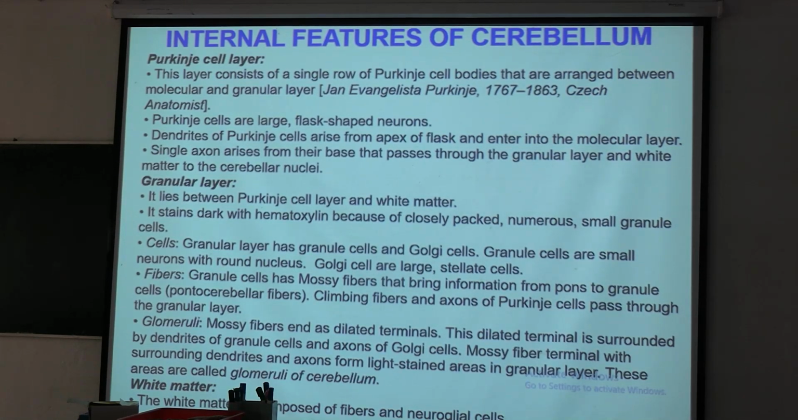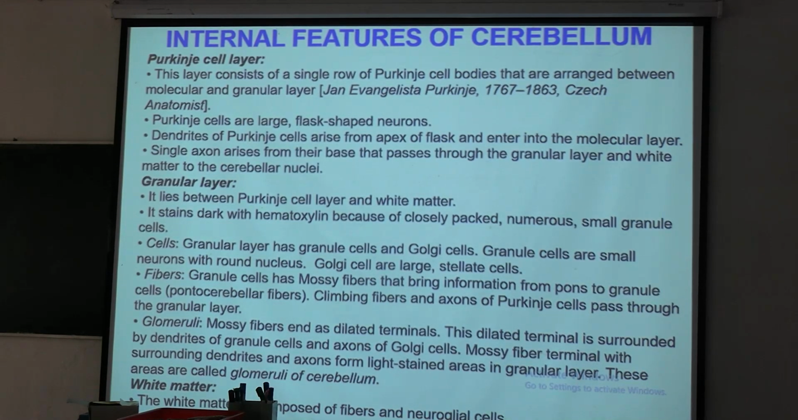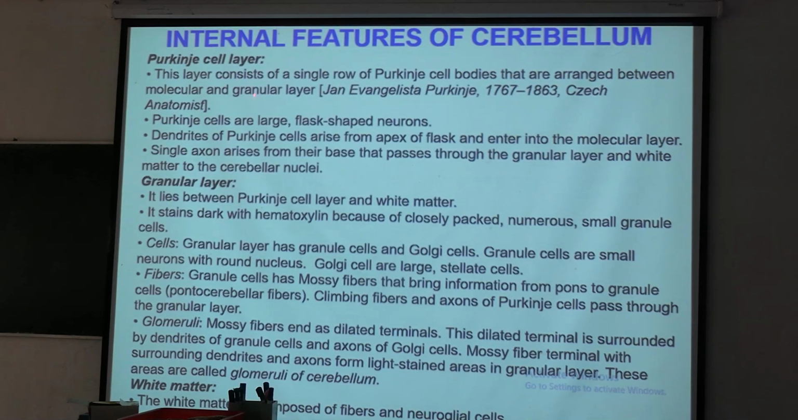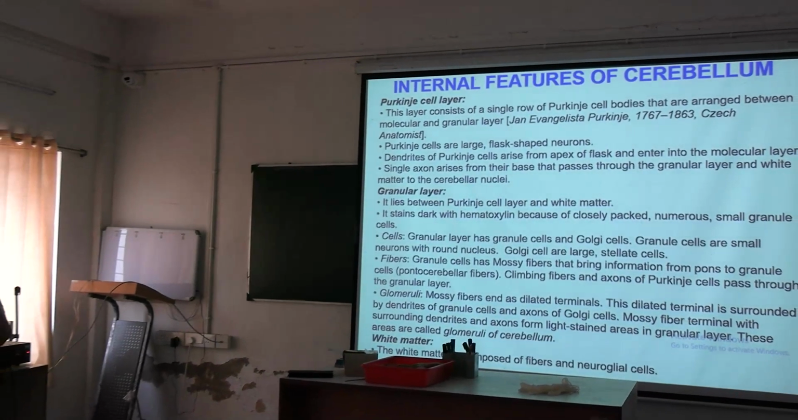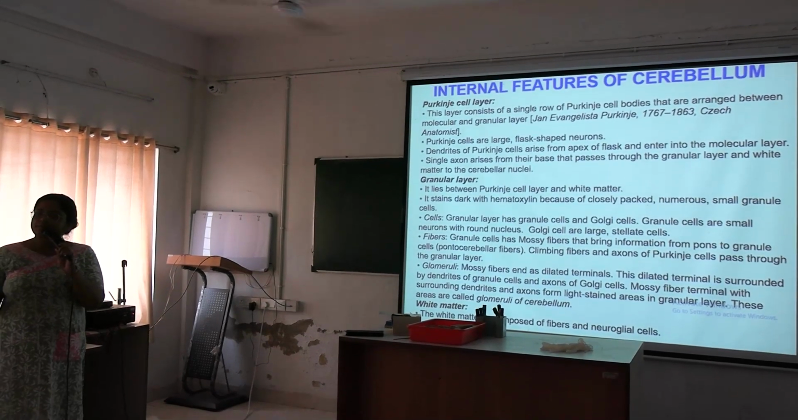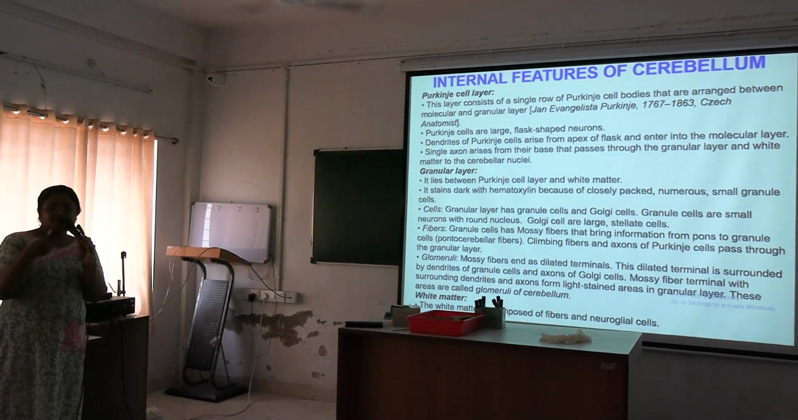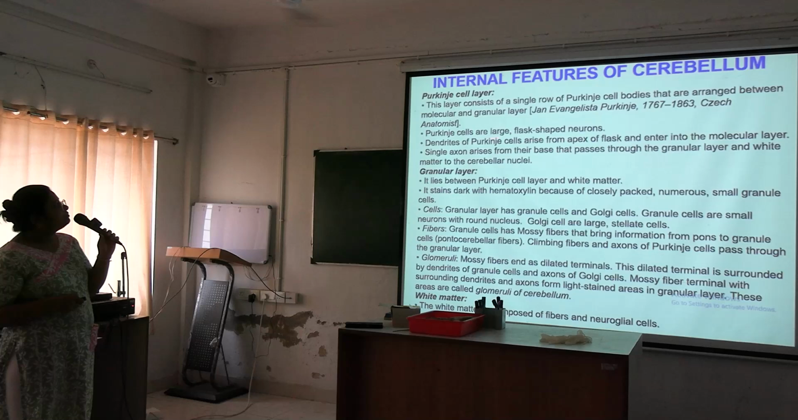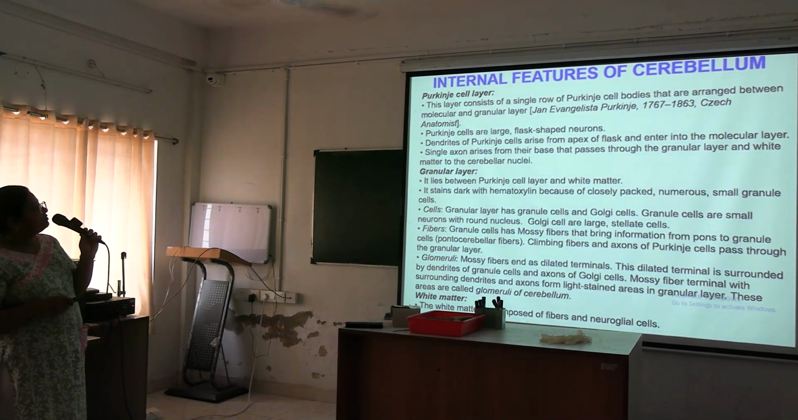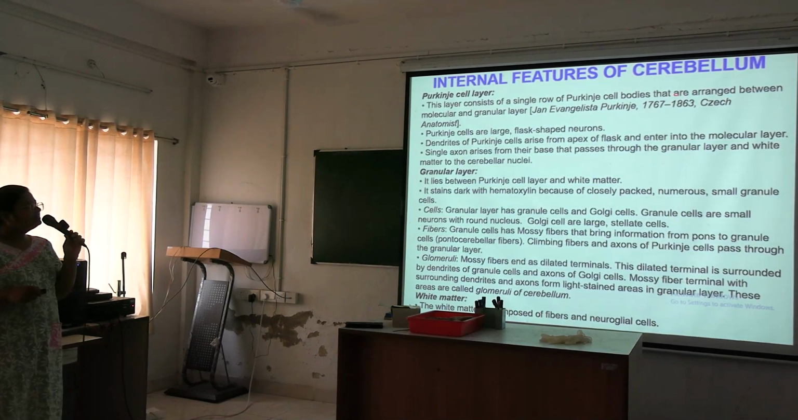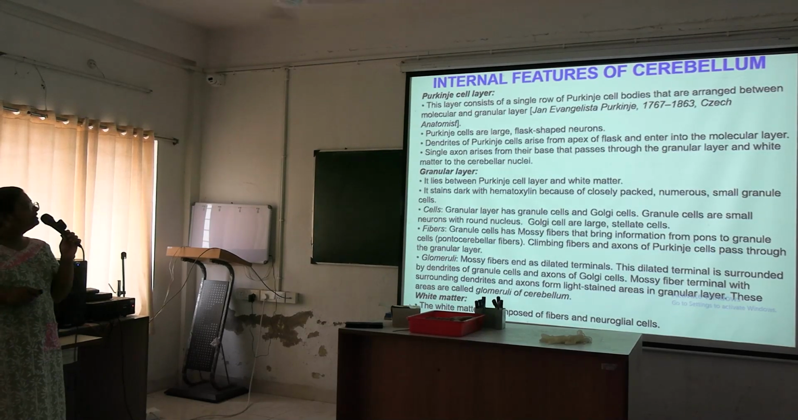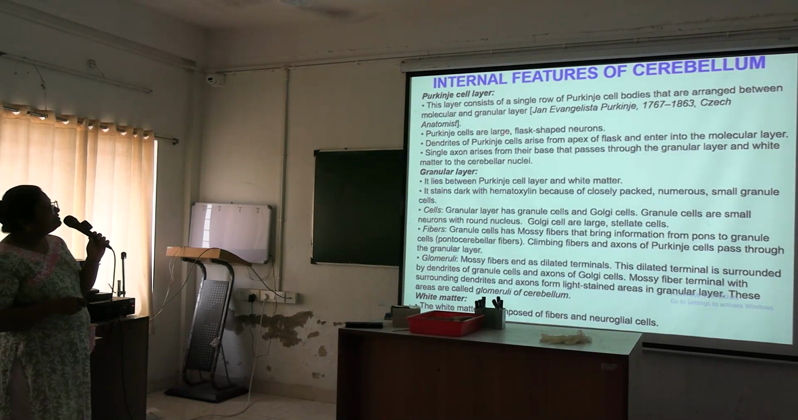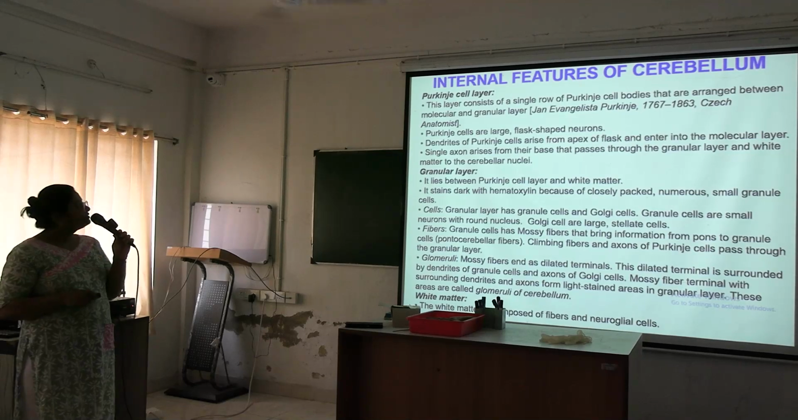Next, we go into the Purkinje cell layer. The Purkinje cell layer consists of a single row of Purkinje cell bodies. These are very prominent. You can see the prominent cell bodies in the histology slides. They are arranged between the molecular and granular layers. Purkinje cells are large flask-shaped neurons.